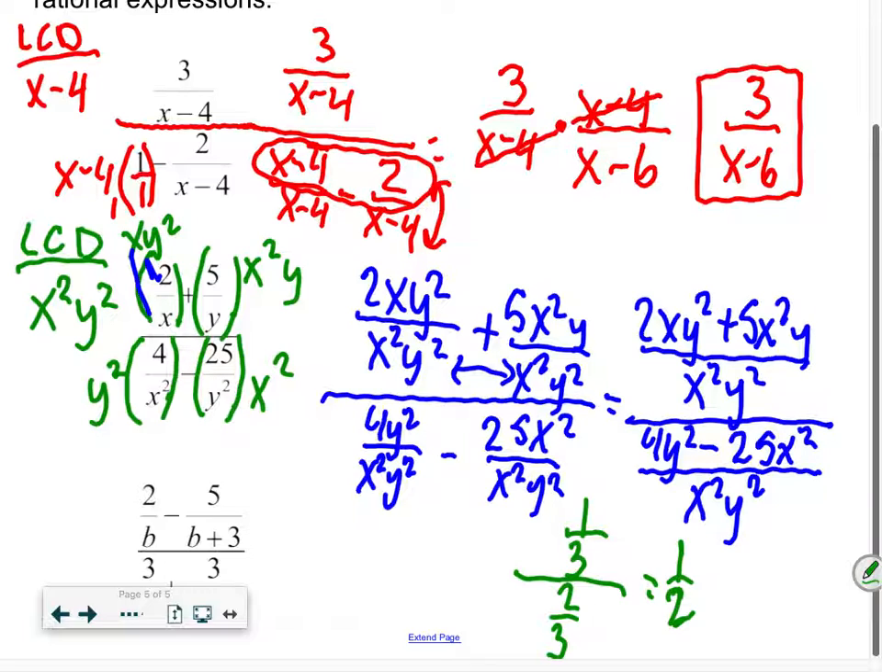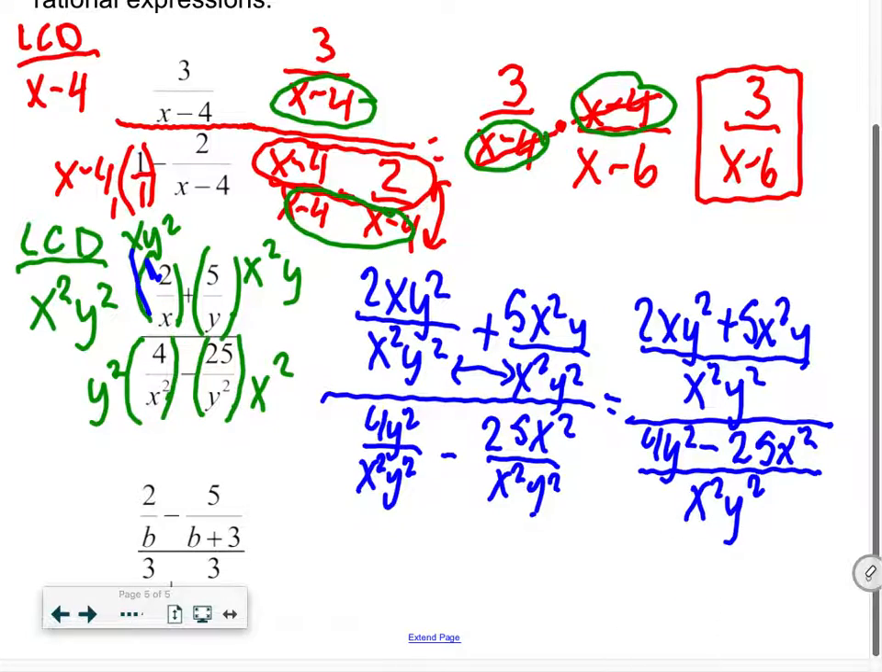What happened here? My denominator was x minus 4. Here my denominator is x minus 4. What ended up happening with my x minus 4s? Cancel them out. If I cancel my denominator, do I get 1/2? We got 1/2. So, what do you think I should do with my x squareds, y squareds?